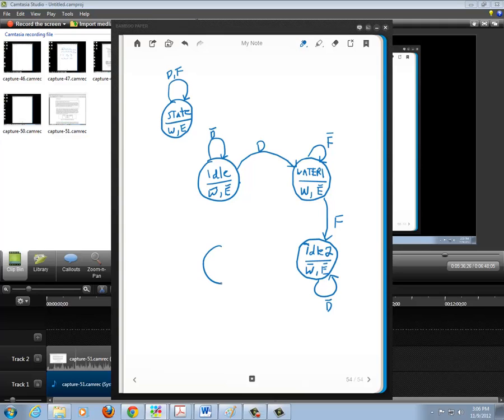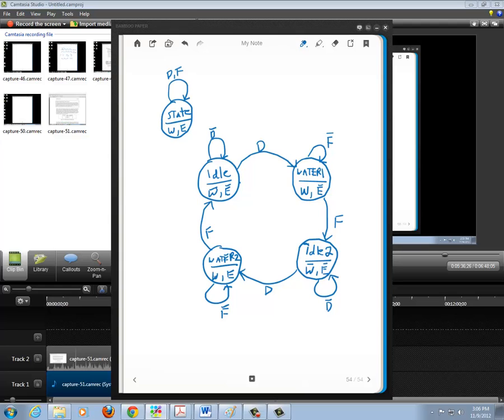And then we'll go to this state, which I'll call water 2. And in this state, guess what? We're going to water and fertilize. That's when we receive the dry signal, and we do that so long as we're not flooded. And then we will go back to the first idle state when we are flooded.